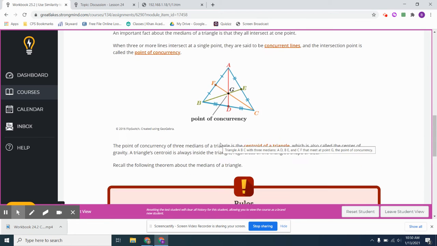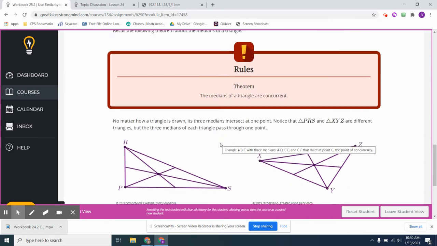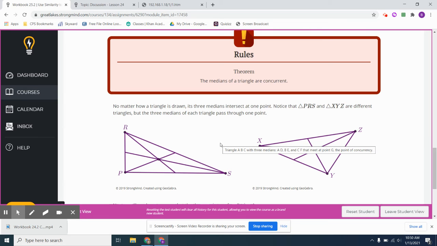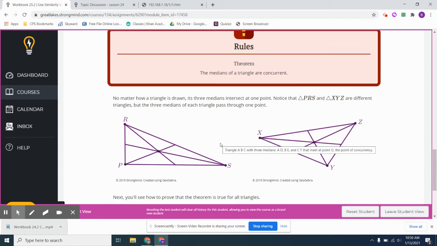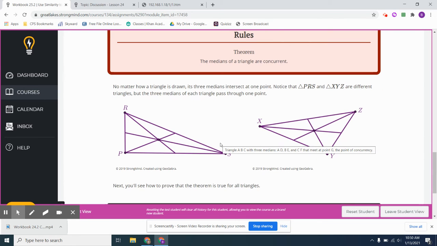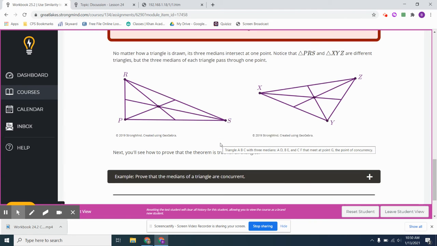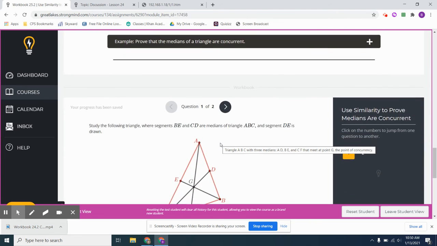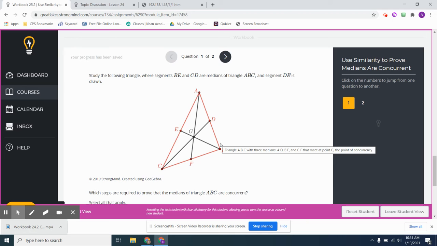It's called a centroid. So, excuse my cat. There's a theorem that says all the medians of a triangle are concurrent, meaning that they connect at the same point, and that point is called the centroid. So we have proofs of them. Let's go do those.